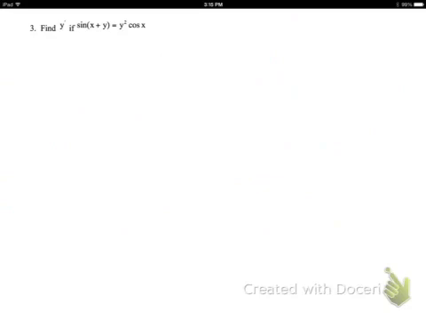Okay, next problem. So looking at sine of (x plus y), now you're thinking the outside function is sine. So the derivative of sine is cosine. Leave the inside the same. Now times the derivative of the inside. The derivative of x is 1. The derivative of y is y prime. So there's the left side.